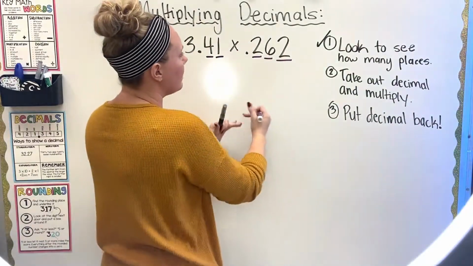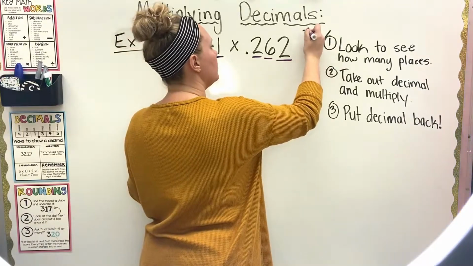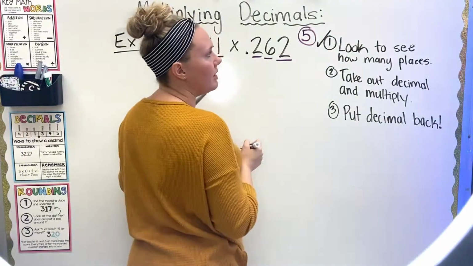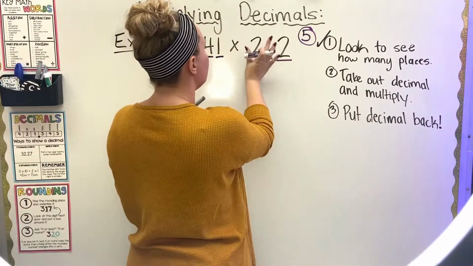Okay, step 2, take the decimal out and multiply. So I'm going to take my decimal out, there are 1, 2, 3, 4, 5 decimal places. So I'm going to leave it in my little holding bubble up here. And now I'm going to take my decimal out.